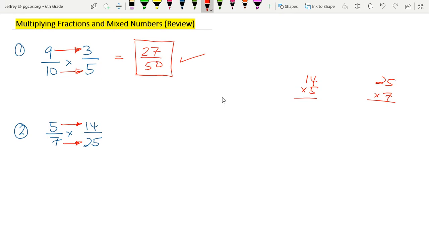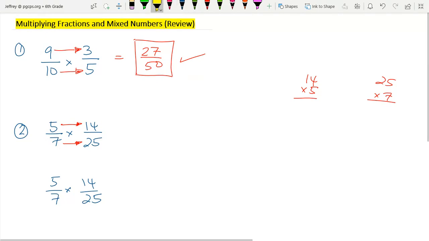The other way is this. I'll show you. The other way is, let me rewrite that, because I'll show you the two ways. 5 over 7 times 14 over 25. We cross simplify, or the other term is cross cancel.